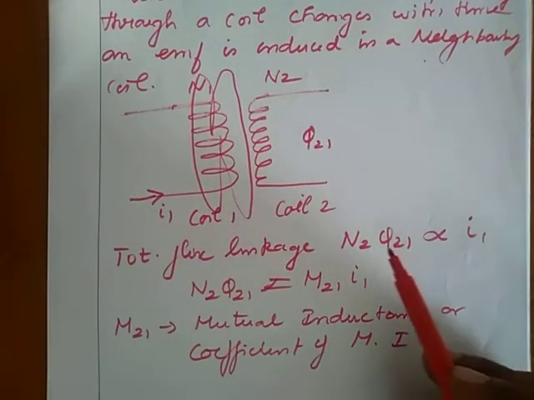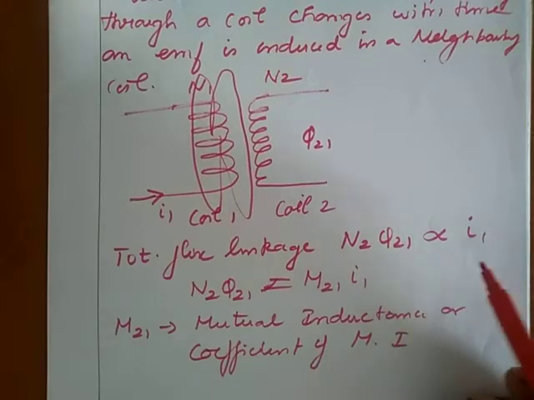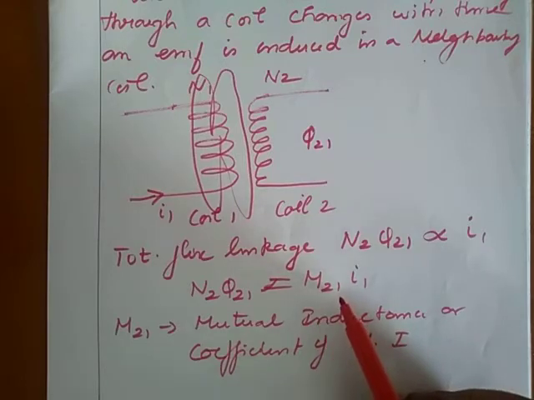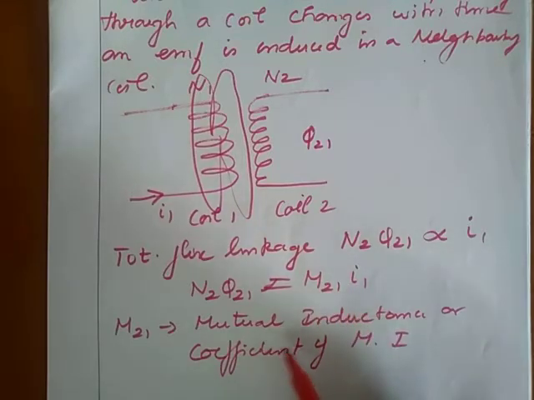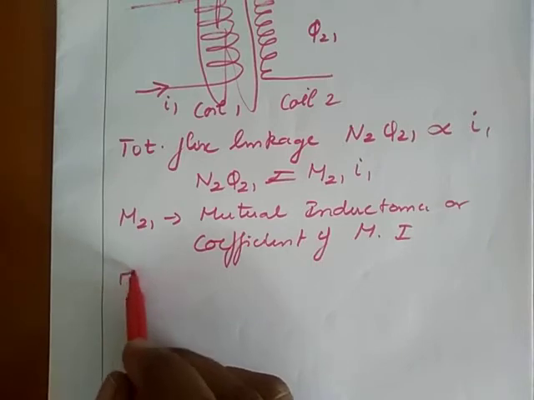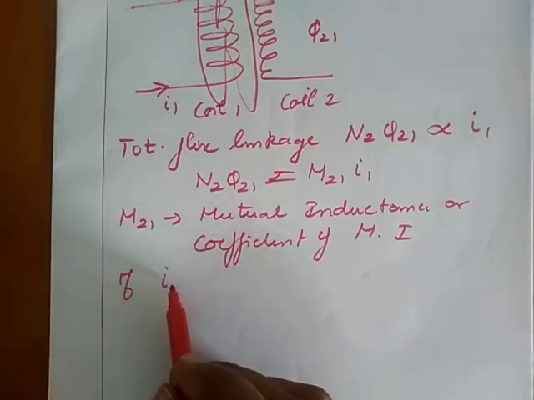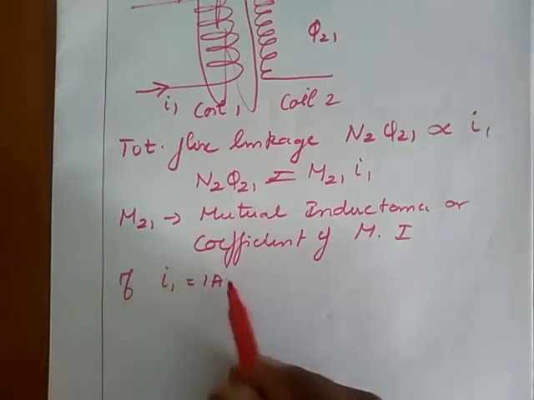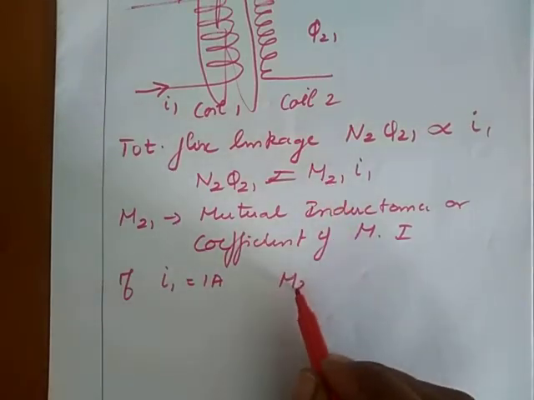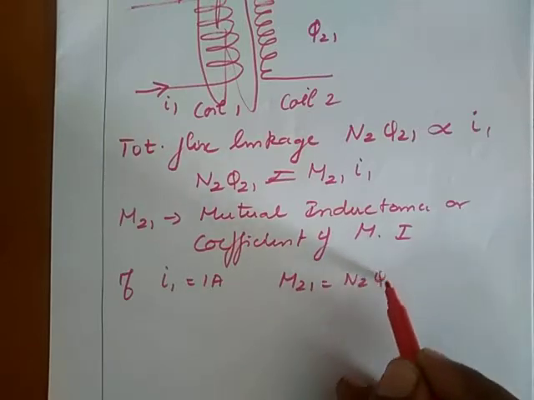So we can write N2 phi 21 is proportional to I1. The proportionality constant is written as M21. Here M21 is the mutual inductance, or coefficient of mutual induction, of coil 2 with respect to coil 1. If the current in coil 1 is equal to 1 ampere, then this equation becomes M21 is equal to N2 phi 21.